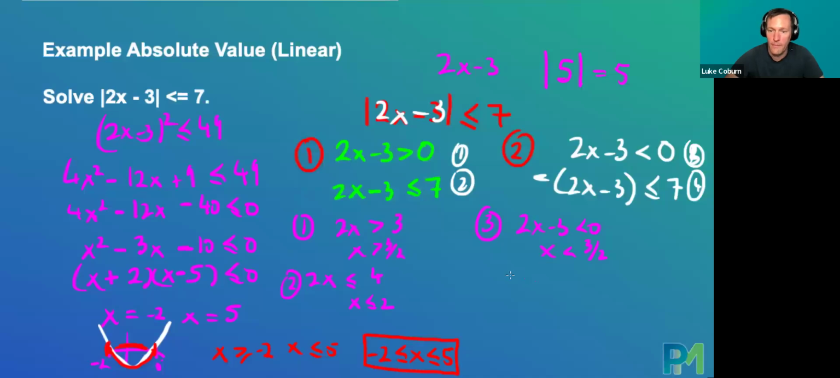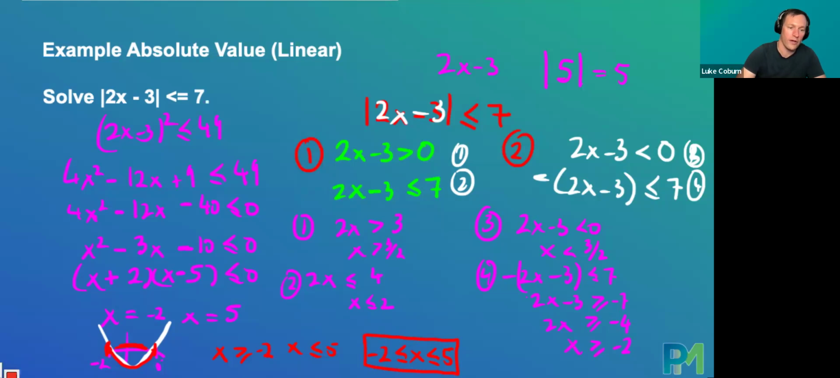And then the last one, minus (2x minus 3) is less than or equal to 7. That means multiply both sides by the minus 1. This is number 4 now. 2x minus 3 is greater than or equal to minus 7. That means that 2x is greater than or equal to minus 7 plus 3, which is minus 4. And that means that x is greater than or equal to minus 2.